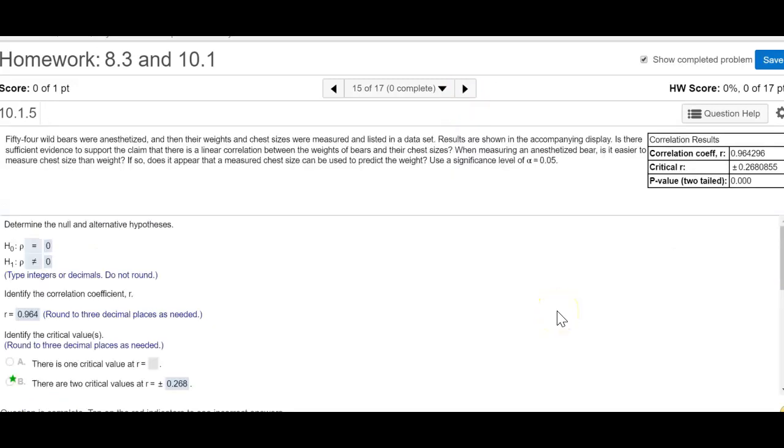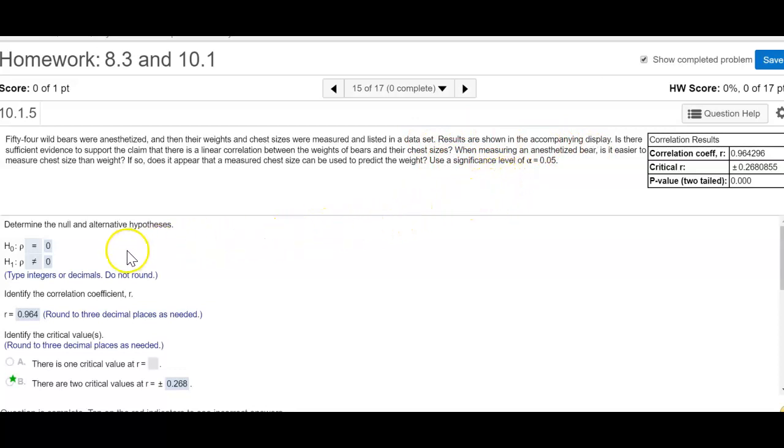The last one we're going to look at is number 15, and this one they've given us the results and we are interpreting them. 54 wild bears were anesthetized and their weights and chest sizes were measured and listed in the data set. Results are shown in the accompanying display. Is there sufficient evidence to support the claim that there's a linear correlation between the weight of the bears and the chest sizes? When measuring the bear, is it easier to measure the chest size than the weight? If so, does it appear that a measured chest size can be used to predict the weight? Use a significance level of alpha equals 0.05.